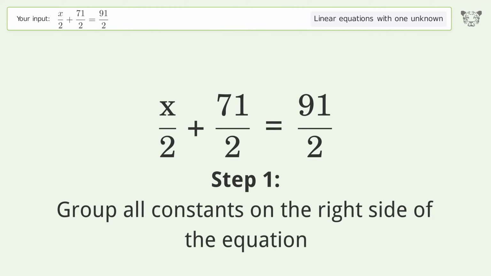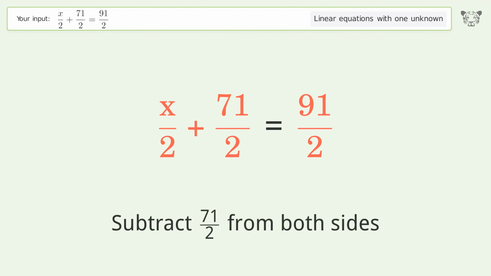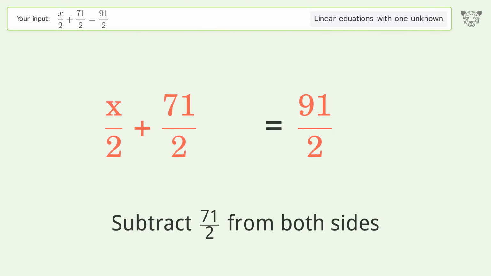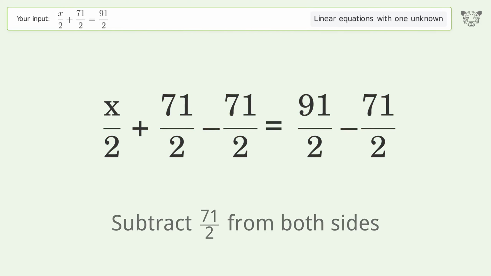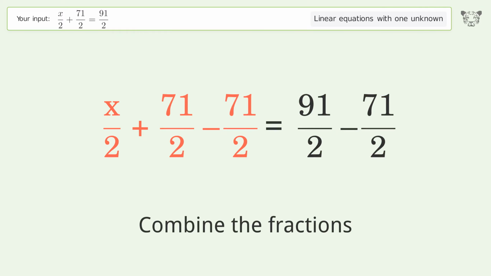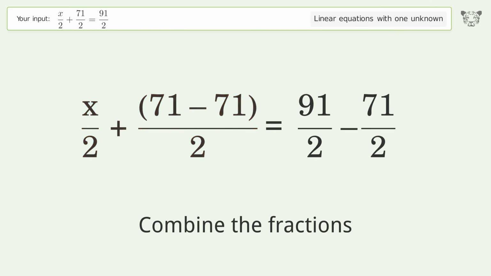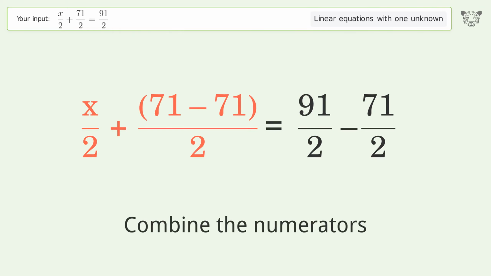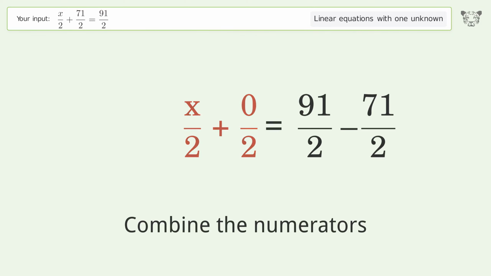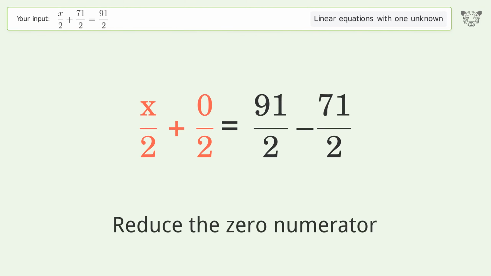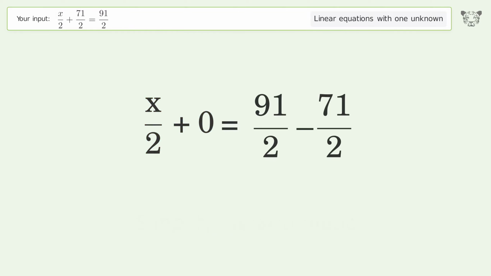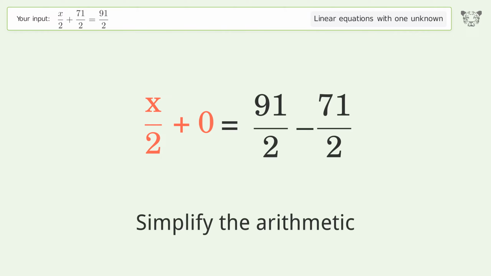Group all constants on the right side of the equation. Subtract 71 over 2 from both sides. Combine the fractions. Combine the numerators. Reduce the zero numerator. Simplify the arithmetic.